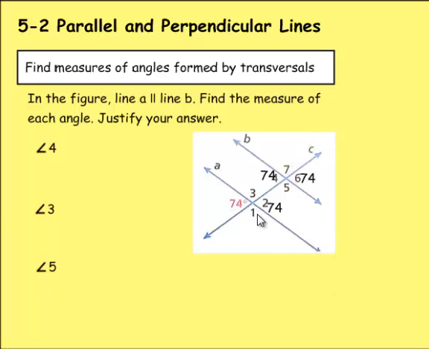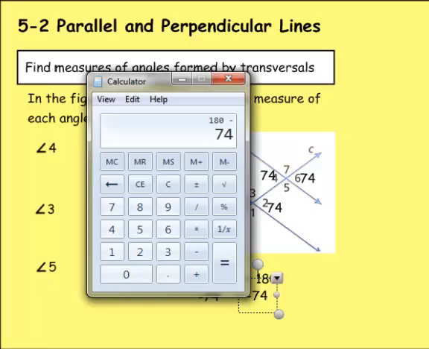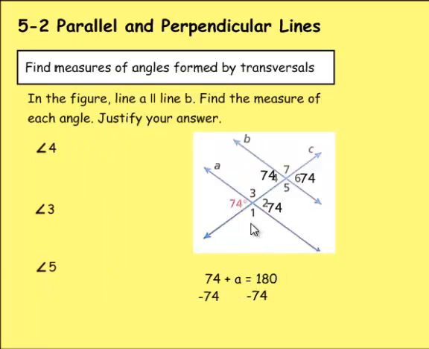And now I could find angle 1 by doing the supplementary method. I know that 74 plus angle 1 equals 180. Subtract 74 from both sides. So 180 minus 74 would be 106. So angle 1 is 106. Then I can do vertical angle with angle 3. So 106 here. And then I can do corresponding 1 and 5, or both the bottom ones here. Then I could do alternate exterior, opposite exterior for angle 7.